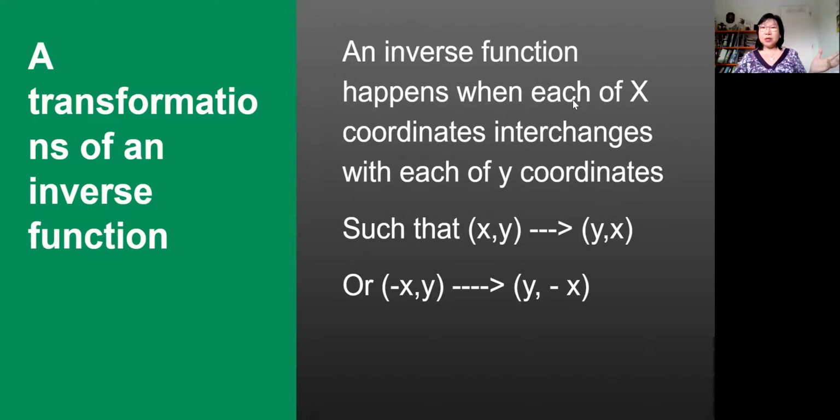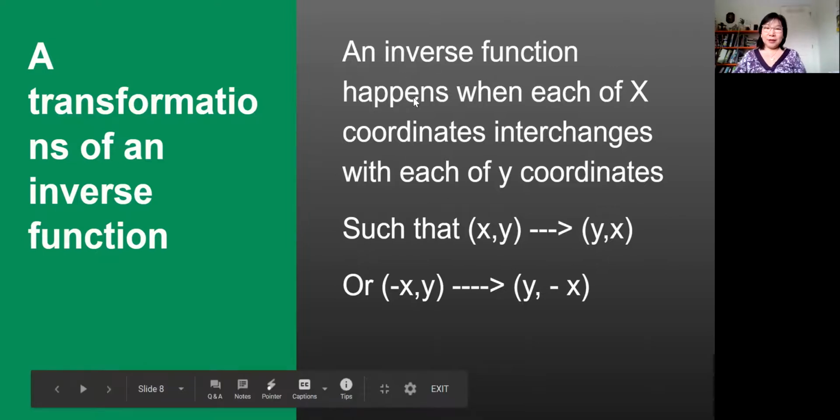when each coordinate of x, let me move my small picture, my small pretty picture. I'm not pretty, I'm just joking.